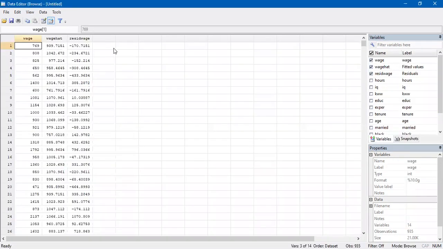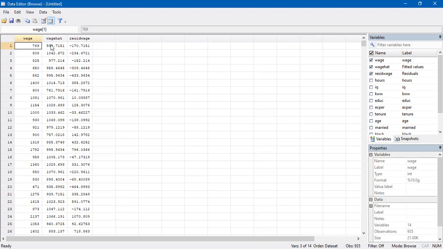Okay, so if you did it well, this is what you are supposed to get. The actual value of wage is 769. The predicted wage from the model is 939.7151. The residual is minus 170. So you see that there's a difference between the predicted wage and the actual wage. If you add the wage hat and the residual, you get the actual wage.